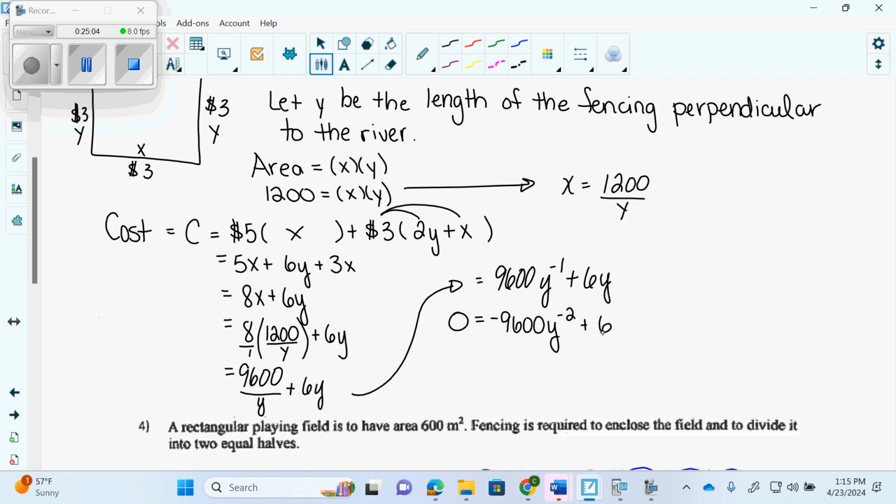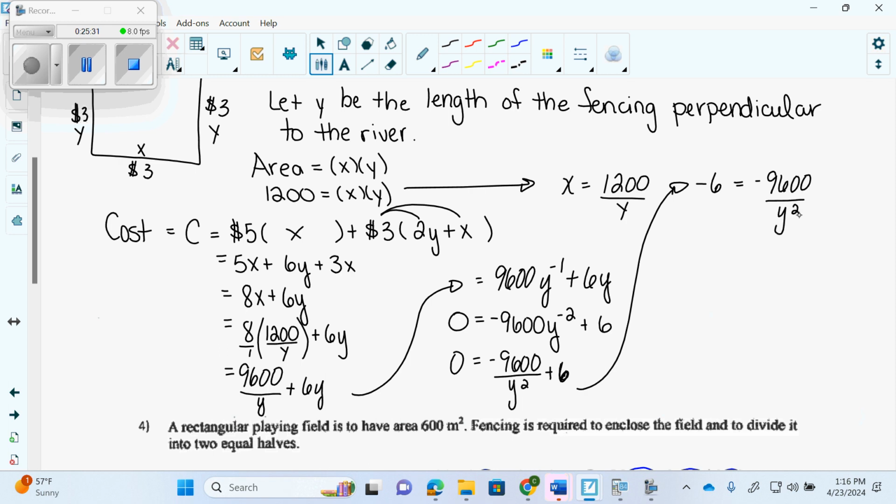How do I solve? Some people really stink with y to the negative 2, so if it's easier for you, you can rewrite it like this. Either way, though, I need to move that 6 over first, correct? So I'm going to get negative 6 equals negative 9,600 y squared.